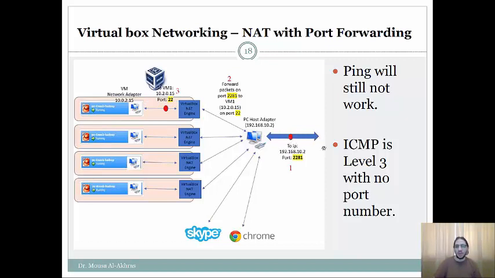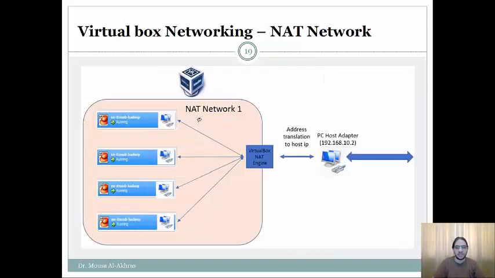So in this case, we add a capability. This capability will enable the external world to communicate with the guest. So this is something similar to NAT, but with an added feature. Ping will still not work, since ICMP is level 3 with no port number. This mode is called NAT network.